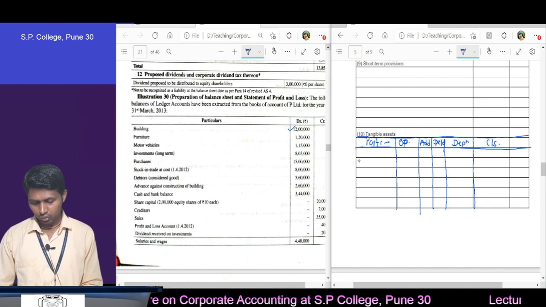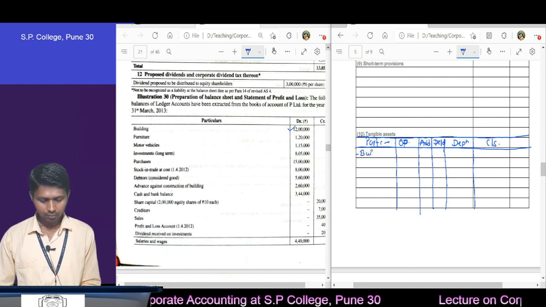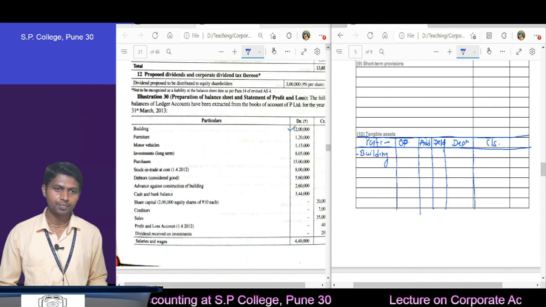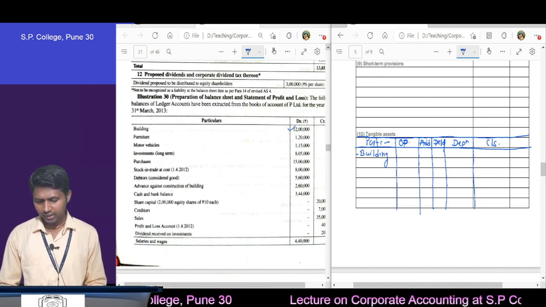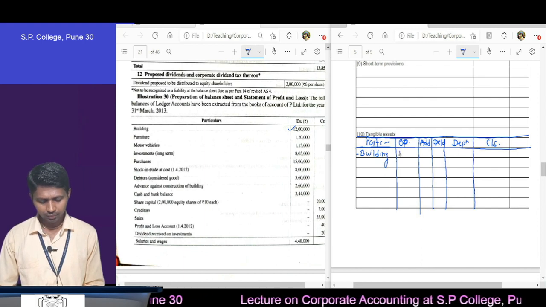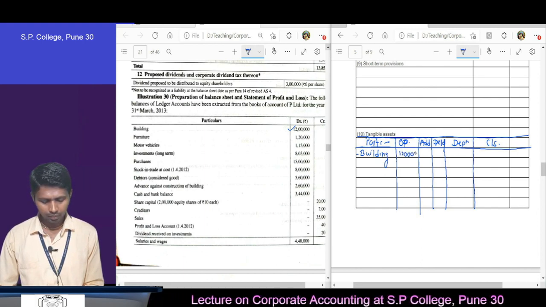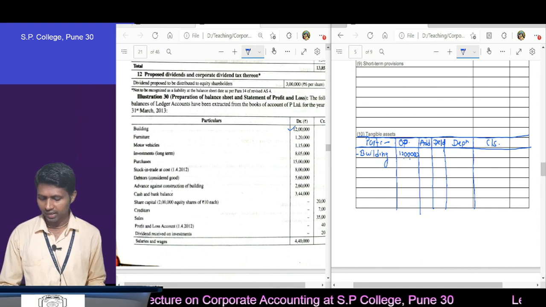And what you want to write here, you want to write building, say write building. It's very simple, anyone can write building. And what they have given here is the opening balance of building, therefore in the opening column write the amount of building, that is 12 lakhs rupees.